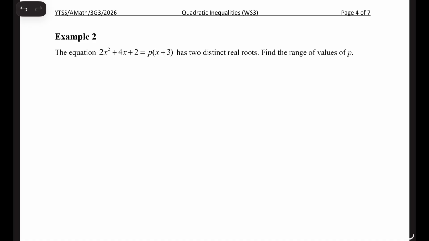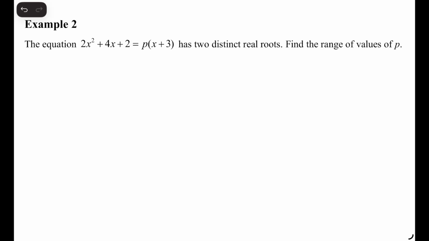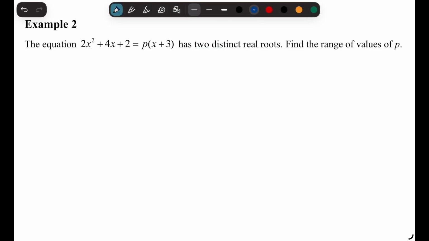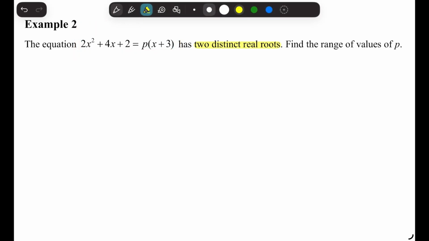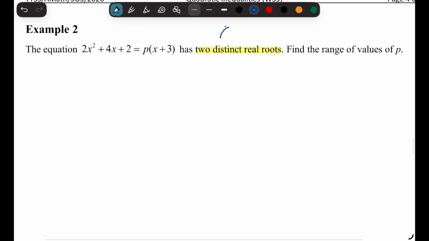Okay, example number 2. The equation here has two distinct real roots. Find the range of values of p. So when you look at this question, we see a keyword over here: two distinct real roots. We have learned this in worksheet number 2. Two distinct real roots, let me highlight this part. Two distinct real roots means that when I try to solve this quadratic equation, whereby right hand side is equal to 0, I know that the discriminant of this quadratic equation, D, must be strictly greater than 0.